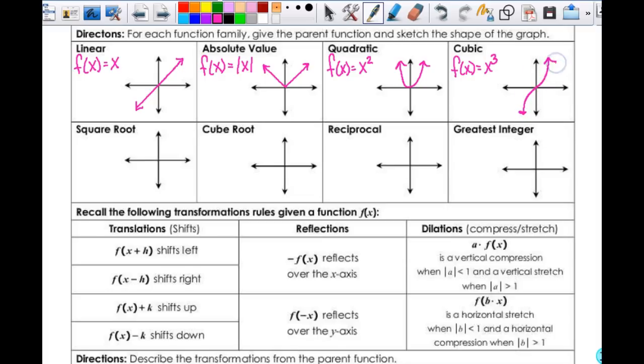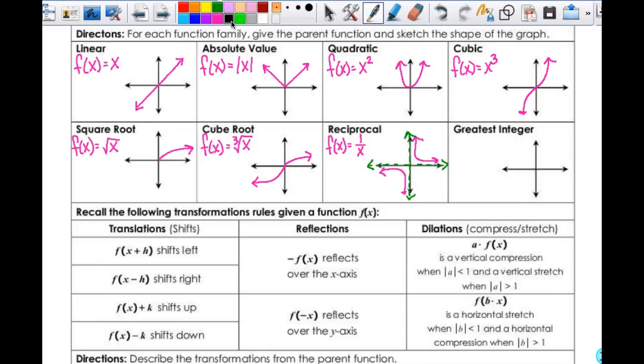There's your parent function. Square root, f of x equals the square root of x. Looks like this. Cube root, f of x equals the cube root of x. Looks like this. Reciprocal, f of x equals 1 over x. Looks like this, and we have two asymptotes. One right here, and one right here.